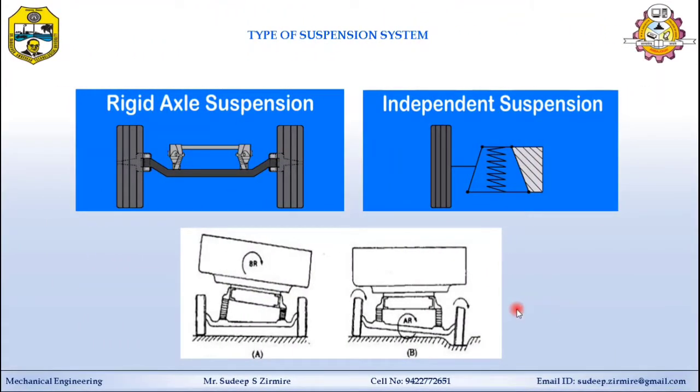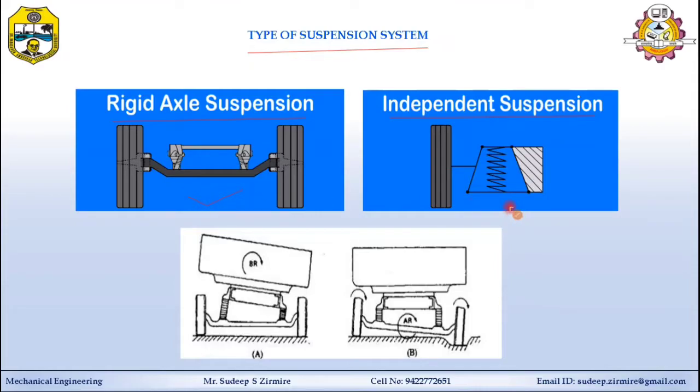In this topic we are going to learn the types of suspension system. Here you can see two types of figure. The first shows the rigid axle suspension and the second shows the independent suspension. Rigid axle suspension is also called the conventional suspension system, in which road springs are attached to the rigid beam axle. This system is generally used in buses and trucks.